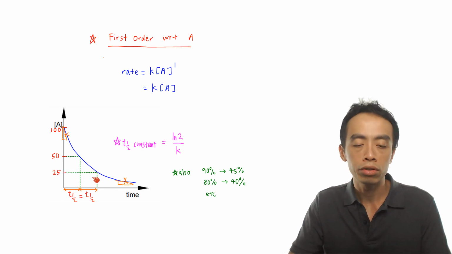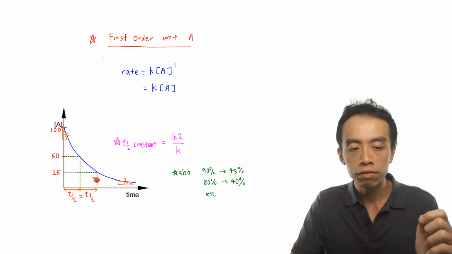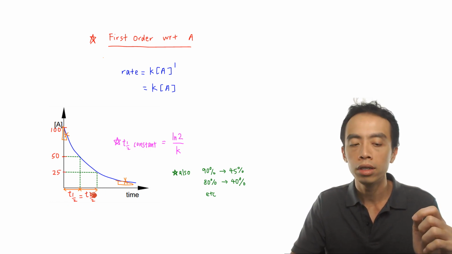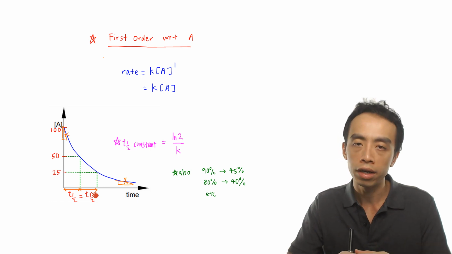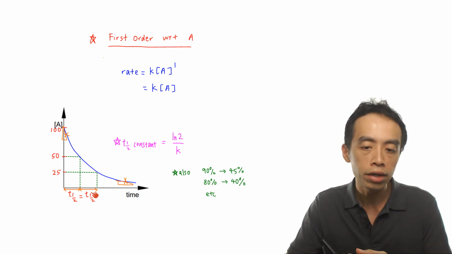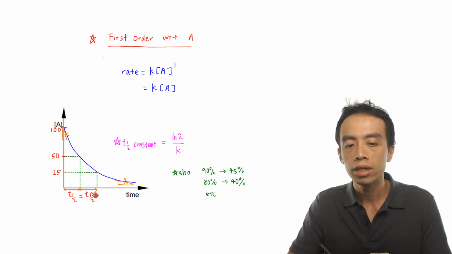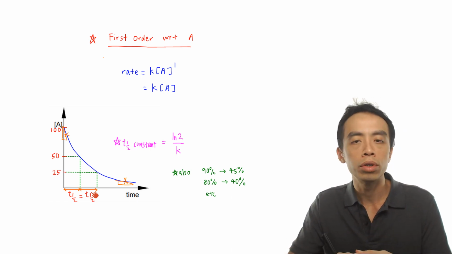And for first order reaction, half-life is a constant. So the first half-life that we determine versus the second half-life that we determine should be more or less the same value, or an equal value. So half-life is constant only for first order reaction.